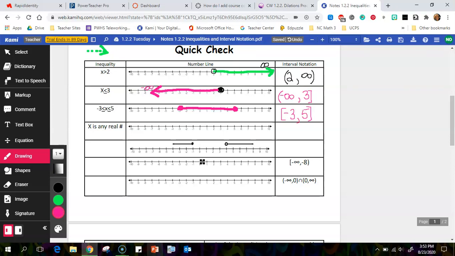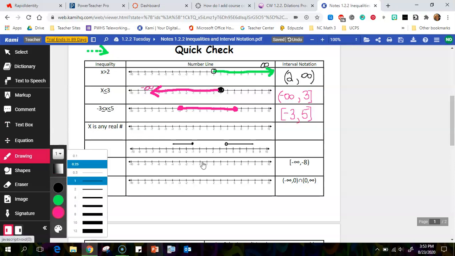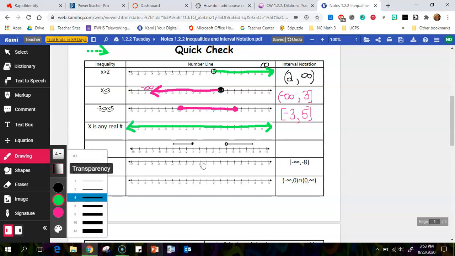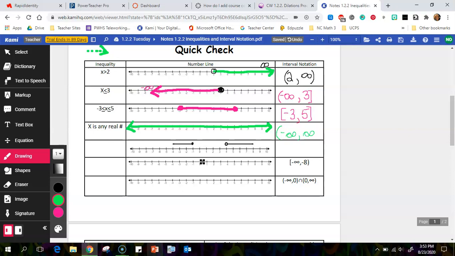Okay, the next one says x is any real number. So what that means is that this would be the entire number line. So what I would do, I'm going to get a different color here. I would shade in the whole number line and put arrows at both ends. And then my interval notation is going to be negative infinity, positive infinity. This indicates every real number right here. Anytime you see that, that's every real number.